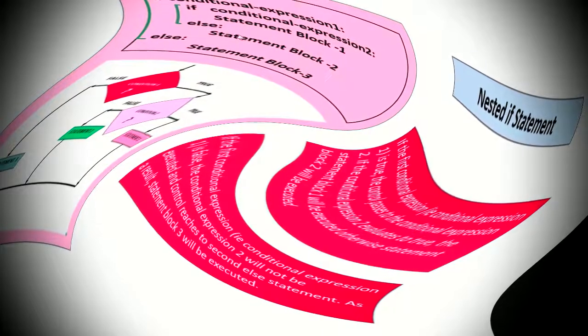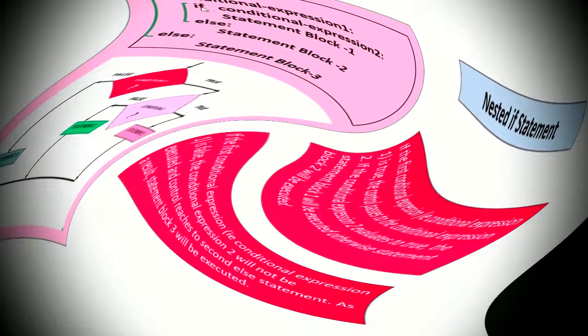So if we look at this else, the nearest if is this if. So this else is matched to this if. And if we look at this else, the nearest if which is unpaired is this if. So we will pair this else with this if. So this is how we do the matching of if and else statements.